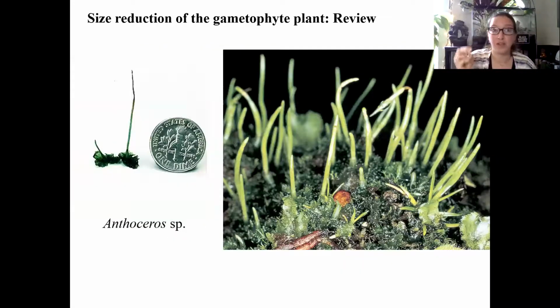Same thing with the hornworts. They make homosporous spores. So when the spore lands and grows into a gametophyte, it is outside of the spore wall, right? This green thing is the gametophyte plant.